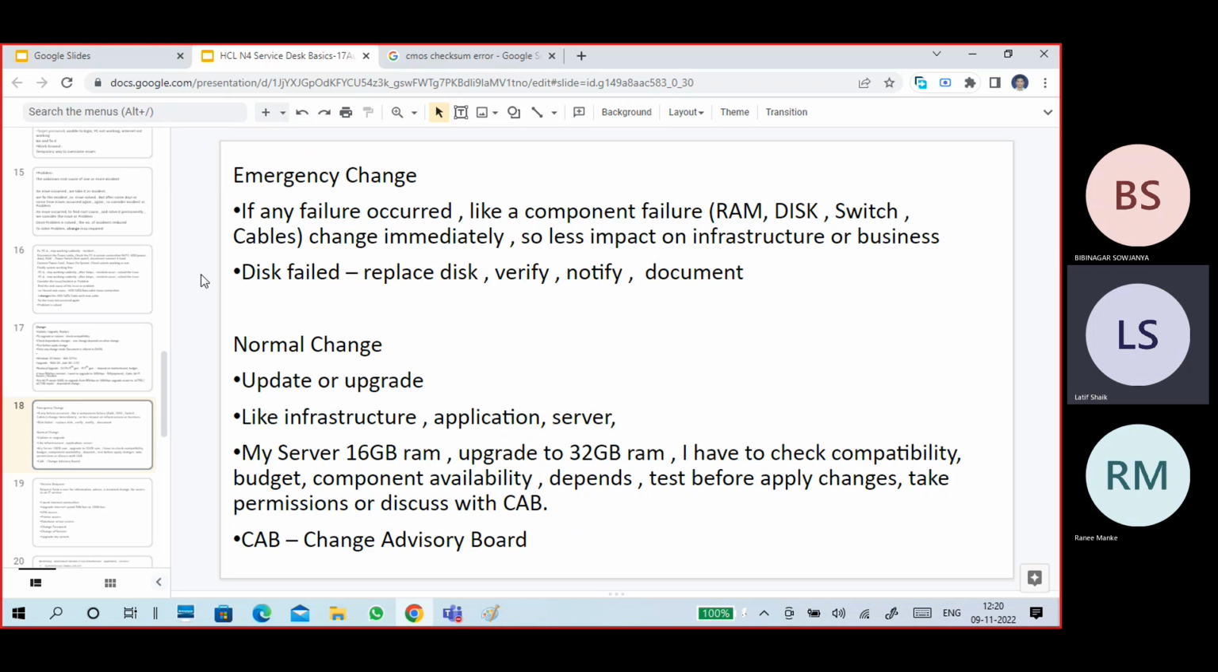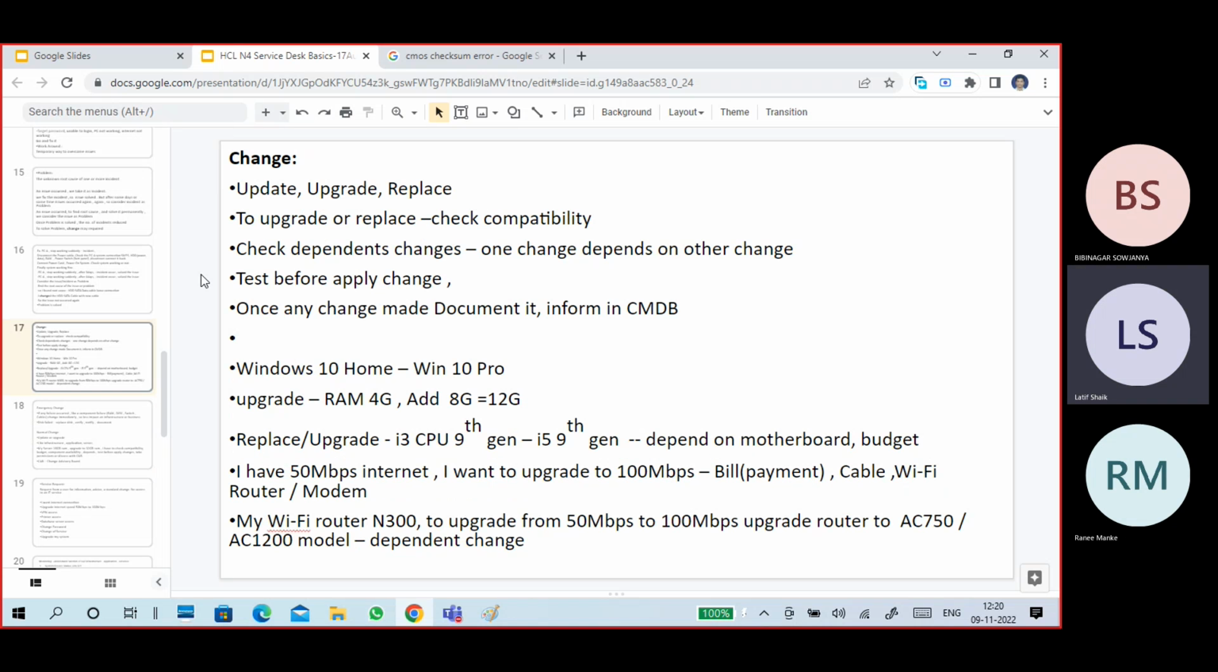So normal changes are updates and upgradations, like infrastructures, applications, servers. If you want to do any upgradations, you have to check the budget, compatibilities, component availabilities, dependencies, test before applying changes, take permissions, or discuss with a CAB, meaning change advisory board. That is a normal change. And once you change, document your changes compulsorily.